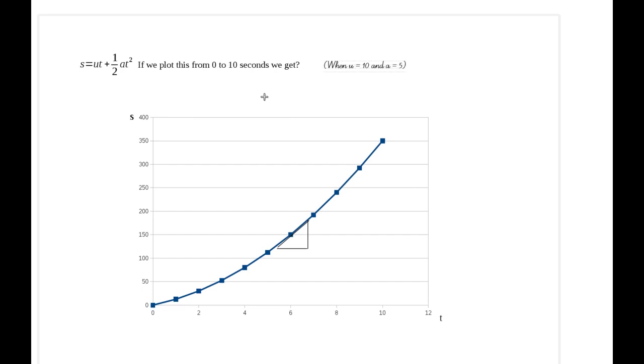So let's have a look at differentiating this term. We're looking for v. So v equals the differentiation of displacement, ds over dt, displacement against time. That's easy enough. The ut would just leave me with u. Then for the other term, the 2 would come down to the front, multiplying the half. So we'd have 2 halves, which is 1, and we just get left with at.